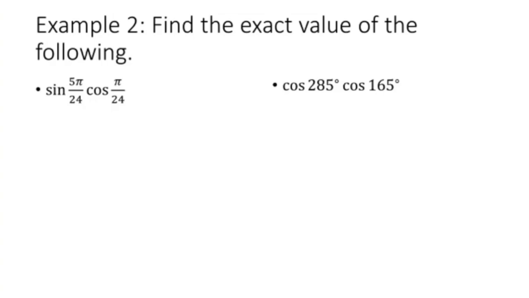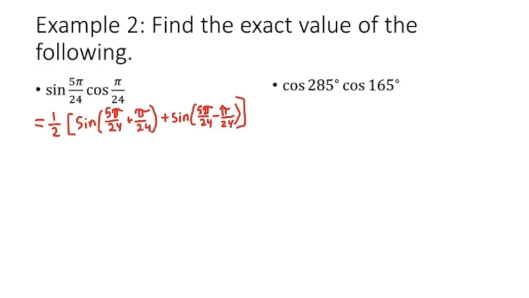Now we're going to find the exact value of the following expressions. First, sine of 5 pi over 24 times cosine pi over 24. Notice that 5 pi over 24 and pi over 24 are not located on the unit circle. But since we're multiplying two trigonometric functions together, we can apply our product to sum formula in order to rewrite our expression. According to the third product to sum formula, this will equal 1/2 of sine 5 pi over 24 plus pi over 24 plus sine of 5 pi over 24 minus pi over 24.